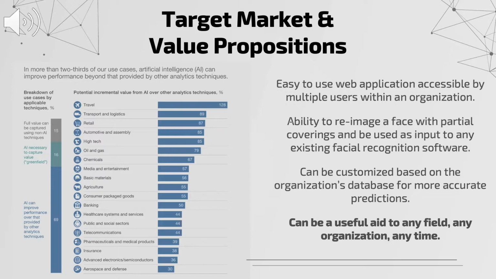business firm. mASKerAId has a brand new feature of reimaging a face or a facial image which is partially covered. This can be easily integrated with any other face recognition software available in the market to make it a face reconstruction software. It can be easily customized as per the user's database for more accurate predictions.